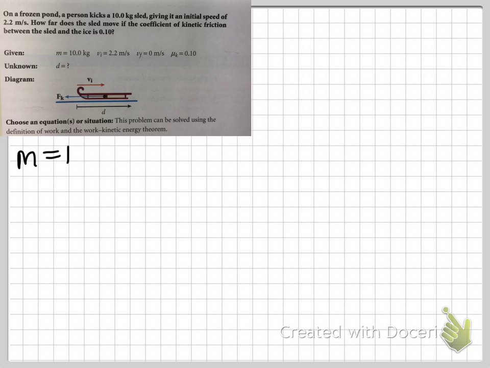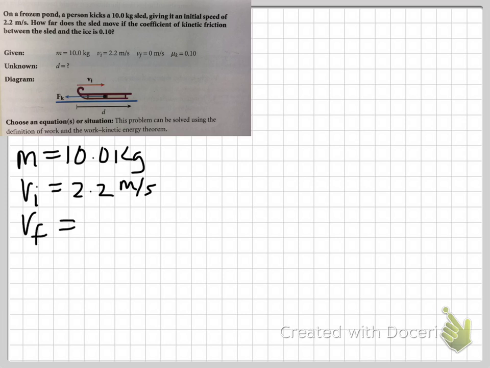So the mass of the sled is 10.0 kilograms. Vi of the sled is 2.2 meters per second. What's the final velocity of the sled that we're interested in? 0. We want to know how far it goes, so we want to know where it is when it stops. So Vf equals 0.0 meters per second. Mu k equals 0.10, no units, mu k.